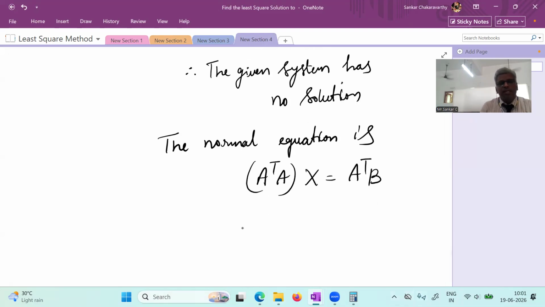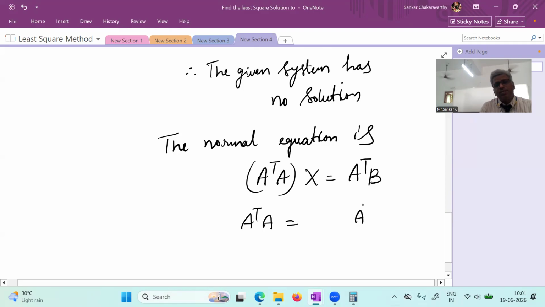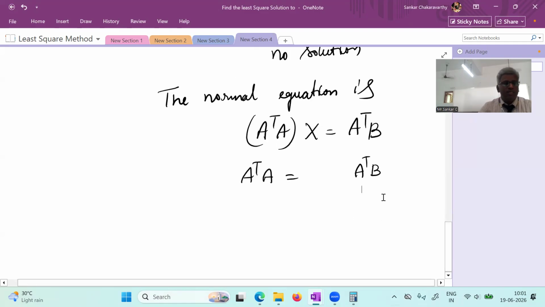You have to compute A transpose A from the A matrix, and you have to compute A transpose into B from the A matrix, and the B matrix is given. Using this, you can find the solution from the least square method.